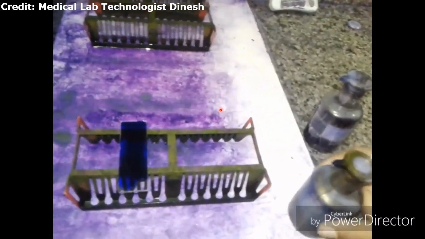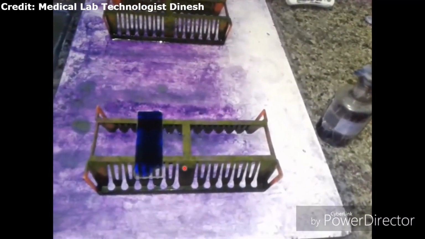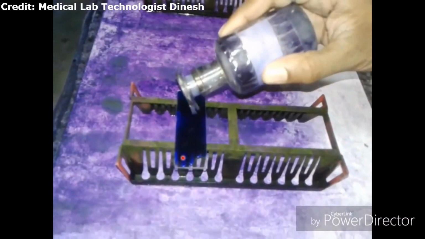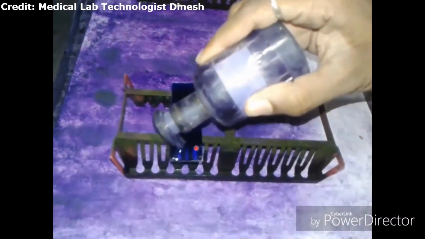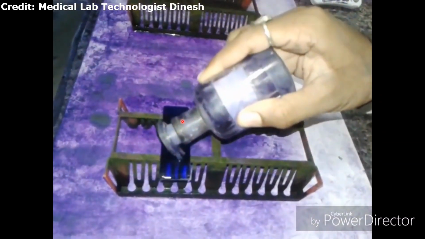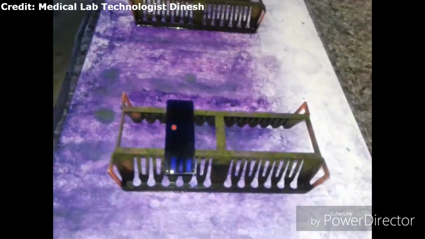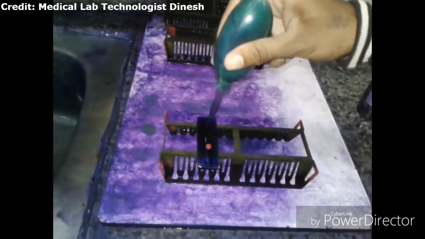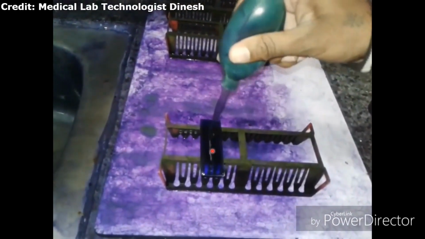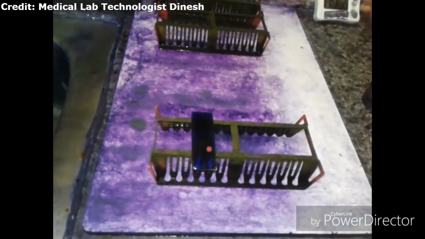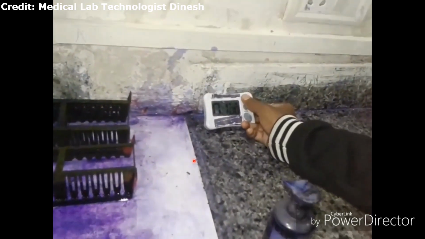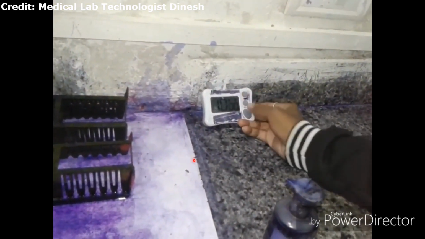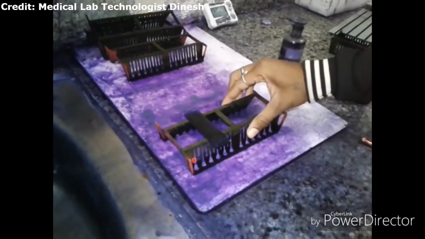Then after 2 minutes, we have to add distilled water. So now 8 to 10 drops of distilled water is added. This distilled water needs to be sufficient to cover the whole slide. So minimum 8 to 10 drops. And then we have to blow air intermittently with the blower. Here they are using a bulb, but we have to use a blower for blowing. We have to use it intermittently, not continuously. Then we have to wait for 10 minutes.